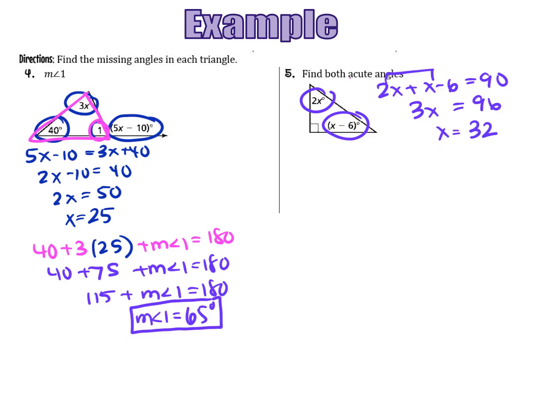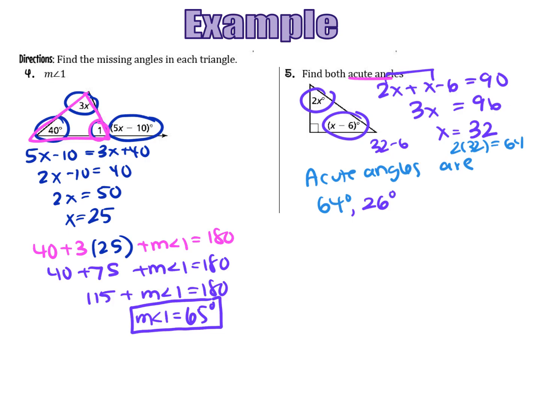Now this question is asking us for both acute angles. So the acute angles are 2 times 32, which is 64, so 64 degrees, and 32 minus 6, which is 26 degrees. And there we have it. Let's look at 2 slightly more complicated examples and then go ahead and wrap up this video.